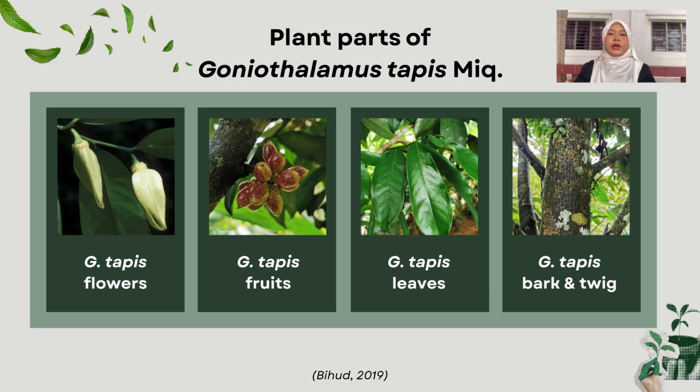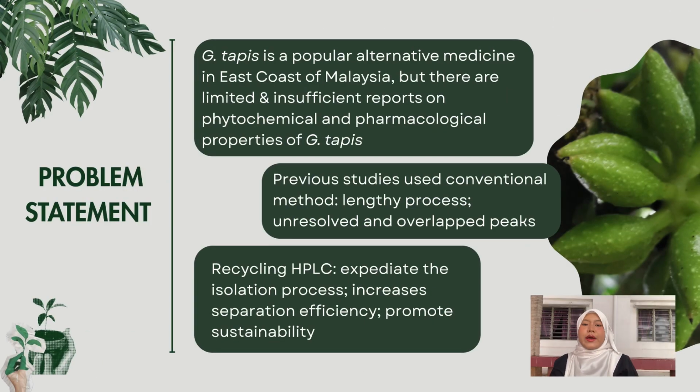Alright, so these are all the plant parts of Goniothalamus, which are flowers, fruits, leaf, and also bark and twigs. But specifically for my study, I focus on the bark twigs of Goniothalamus because it is rich with pharmacological properties. So, the reason why I conducted this research study is because Goniothalamus is considered a popular alternative medicine in East Coast Malaysia. But there are very limited and insufficient reports on phytochemical and pharmacological properties of Goniothalamus.